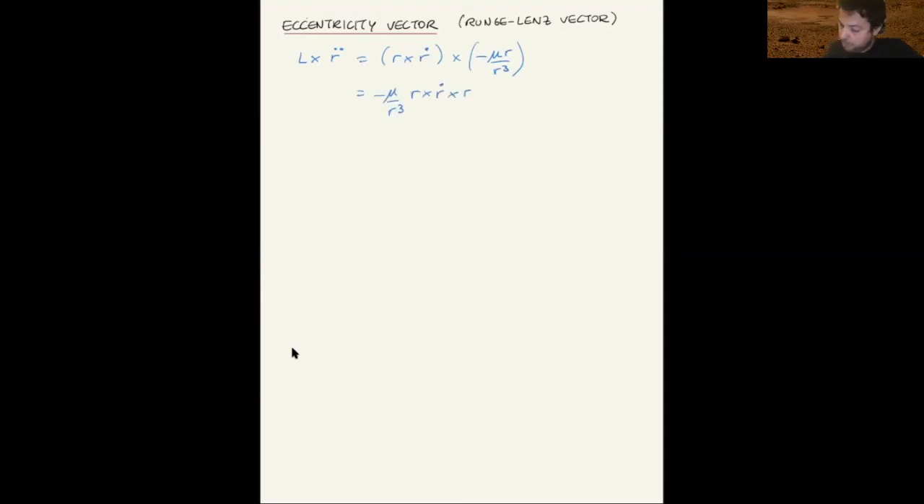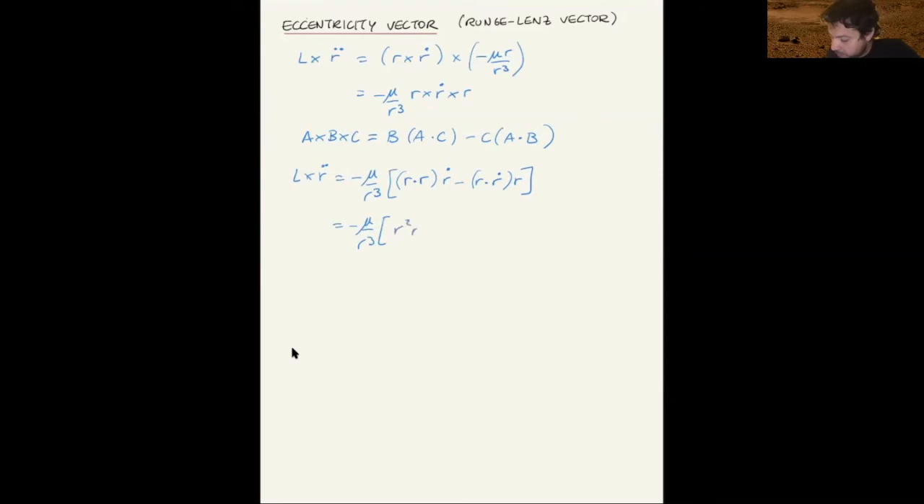The last one should be the eccentricity vector, which is also called the Runge-Lenz vector. Now for that, consider the vector product of the angular momentum and the acceleration. The angular momentum is the radius vector crossed with the velocity, and the acceleration is the gravitational force. So if you take this triple product, and if you use the vector identity that A cross B cross C is equal to back minus cab, you can rewrite this triple product.